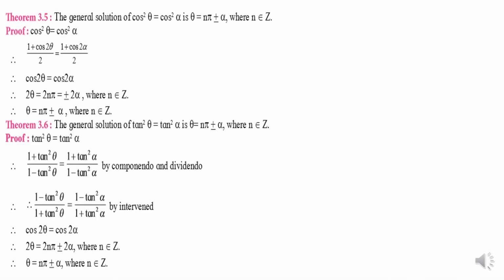The next theorem, that is the general solution of cos square theta is equal to cos square alpha, is theta is equal to n pi plus or minus alpha, and similarly the next to next theorem, that is tan square theta is equal to tan square alpha, is theta is equal to n pi plus or minus alpha. That is the general solution there. In both the cases, n is any integer. Now these two theorems I believe are easy enough for you to understand, and so I leave it to you as an assignment to read and get the theorems. Wherever a difficulty arises, you can always contact me through WhatsApp.